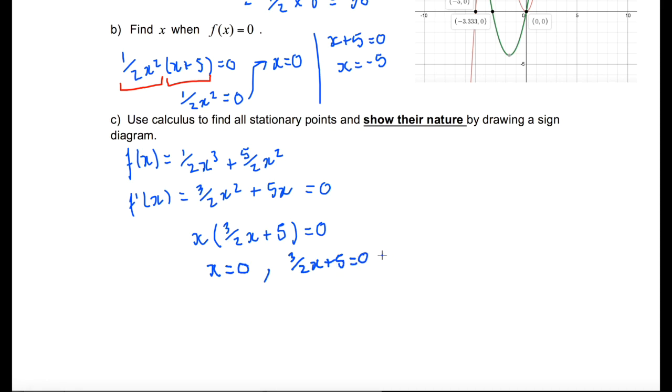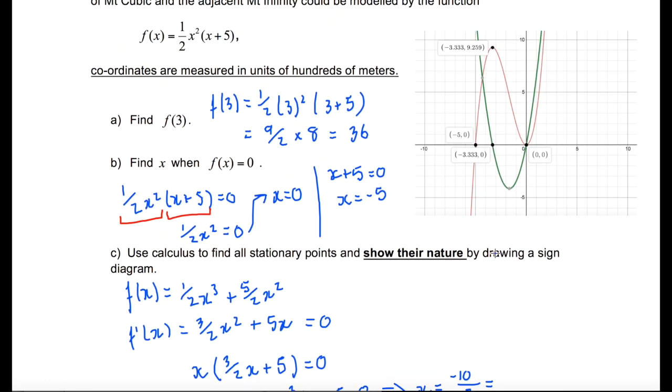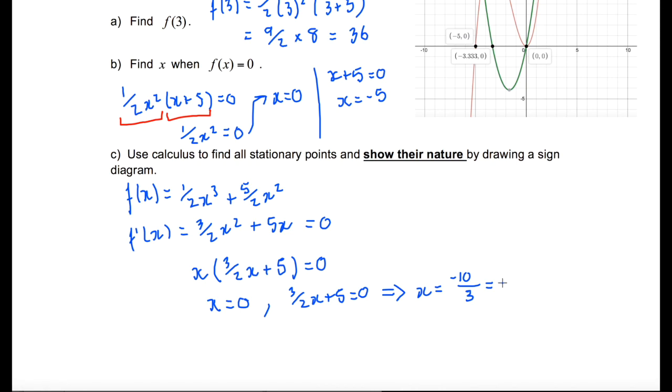Solving this for x, we'd subtract 5 from both sides, then multiply by 2. This would be x equals negative 10 divided by 3. So that's negative 10 on 3, which is shown up here to be negative 3.333. Just so you have a bit of a sense of how big the number is, negative 3.3 recurring.